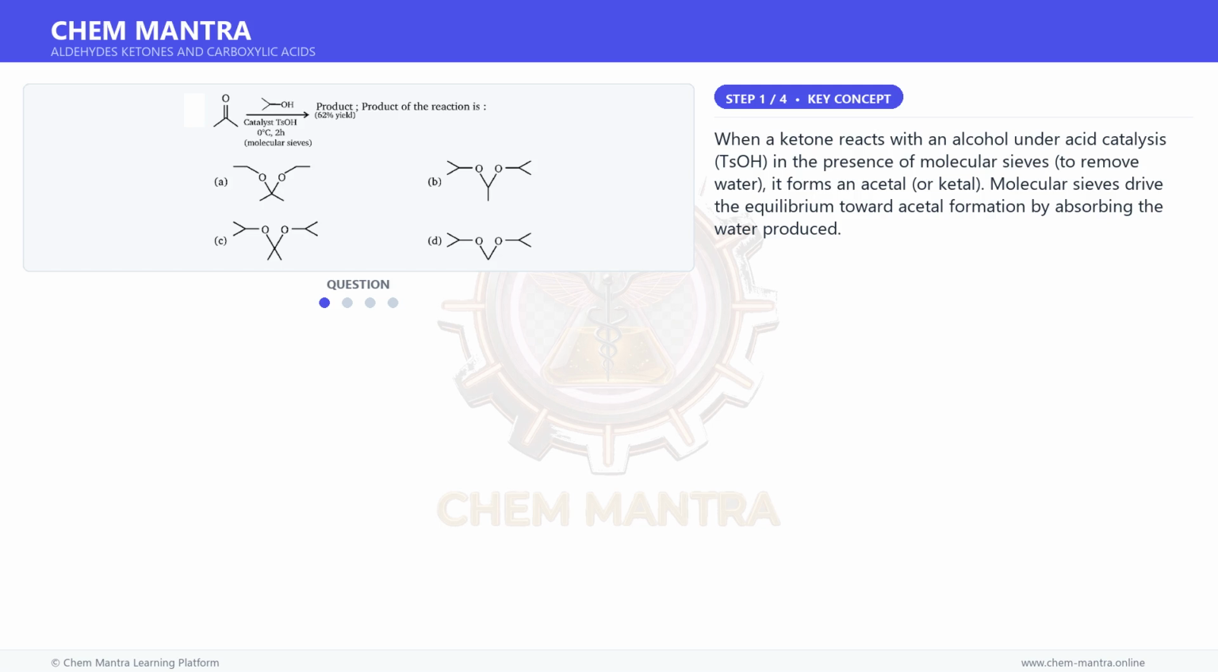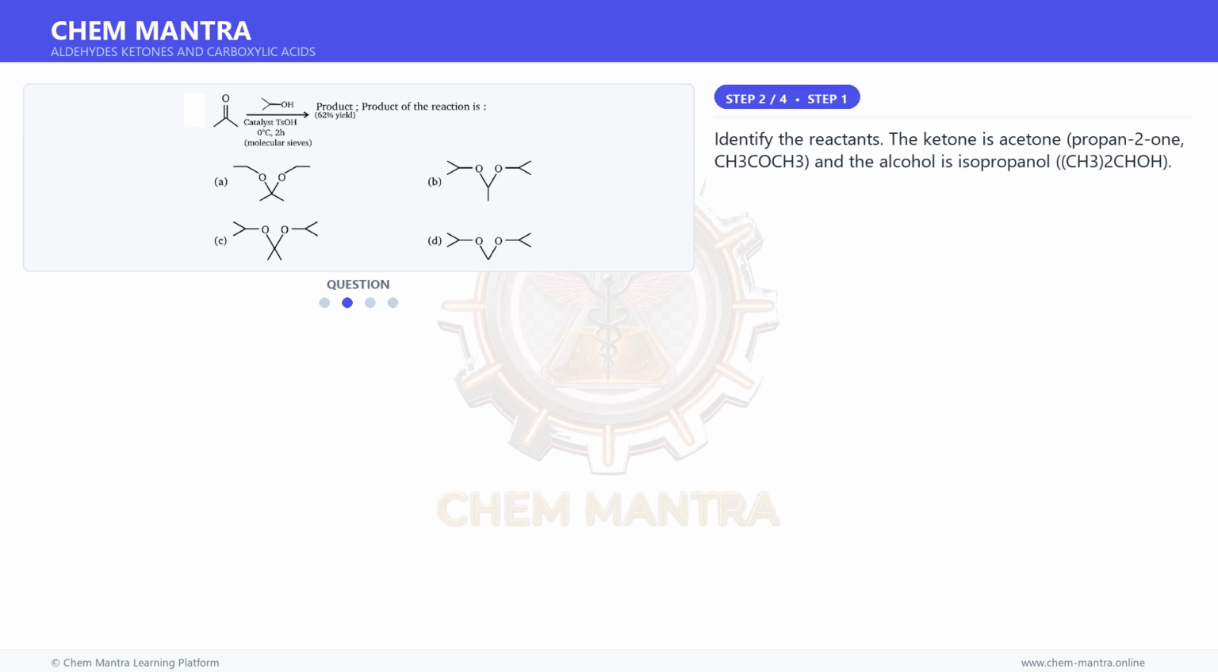When a ketone reacts with an alcohol under acid catalysis, TsOH, in the presence of molecular sieves to remove water, it forms an acetal or ketal. Molecular sieves drive the equilibrium toward acetal formation by absorbing the water produced.